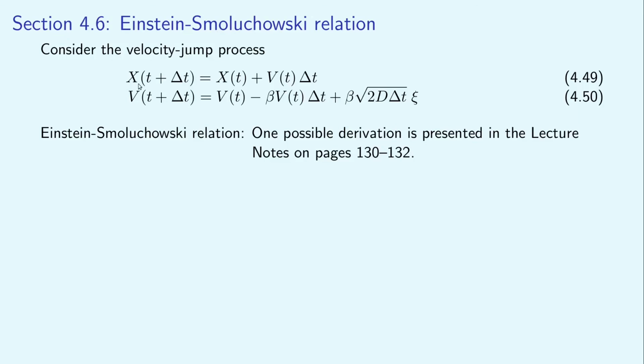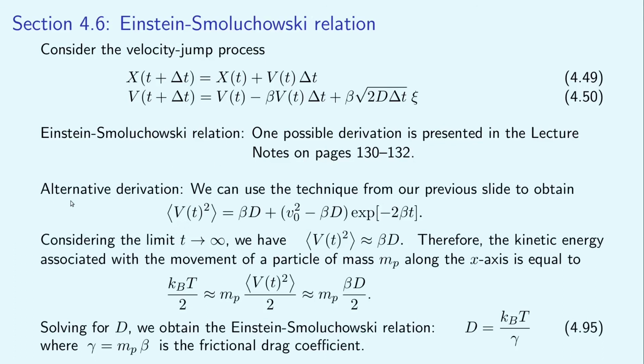In the lecture notes on pages 130 to 132, you can find one possible derivation of this relation. So let me present here an alternative derivation. We can use the technique from our previous slide to obtain that the second moment of velocity is equal to beta d plus a constant multiplied by exponential minus 2 beta t. Passing to the limit on the right hand side, the second term goes to 0. So you will obtain that for very large times, the second moment of the velocity is approximately equal to beta d.